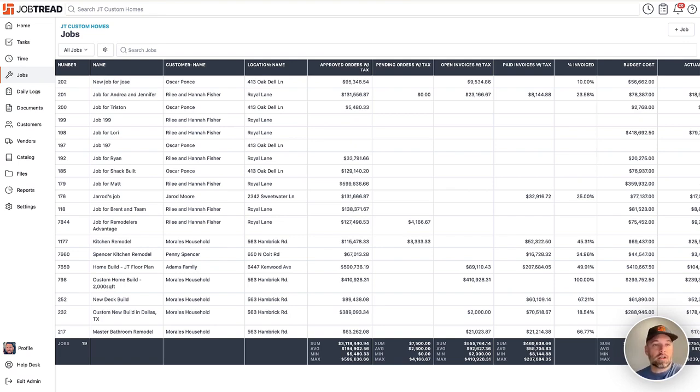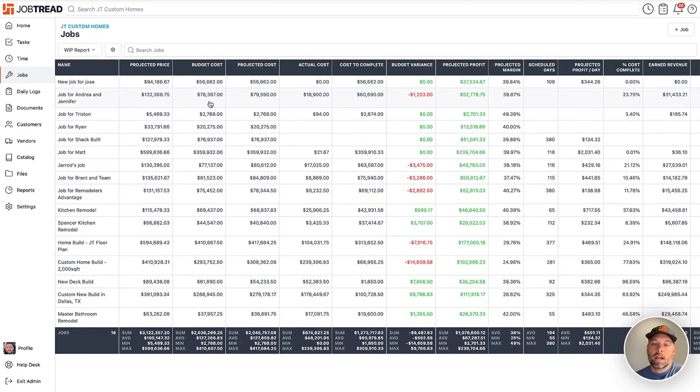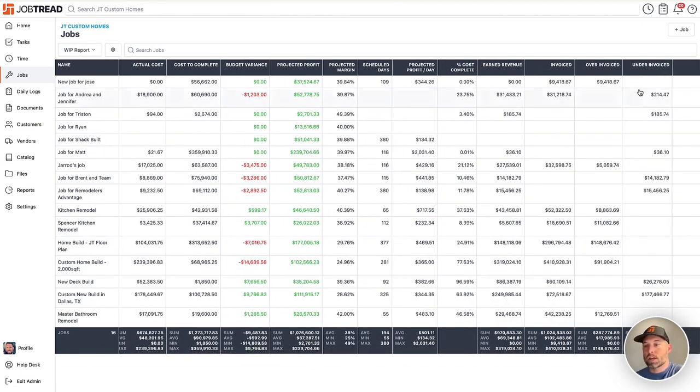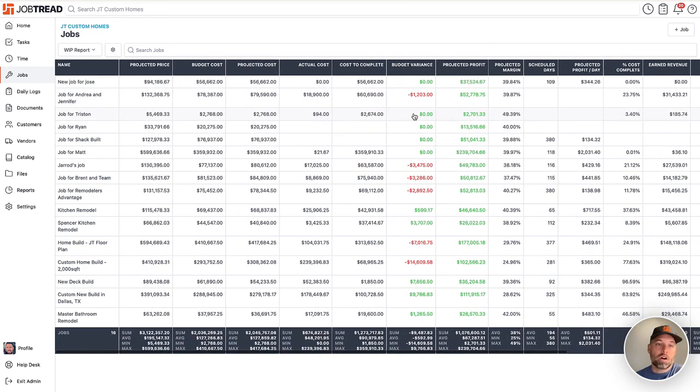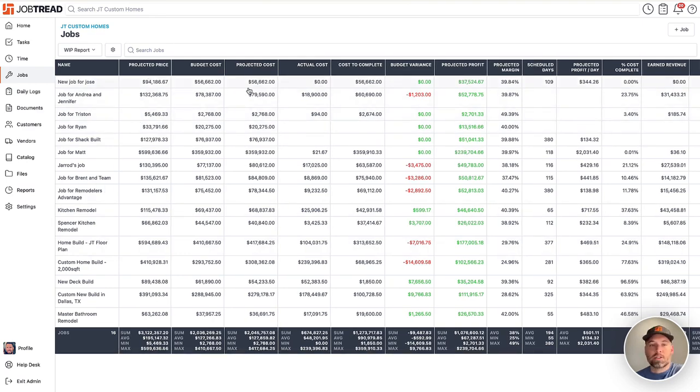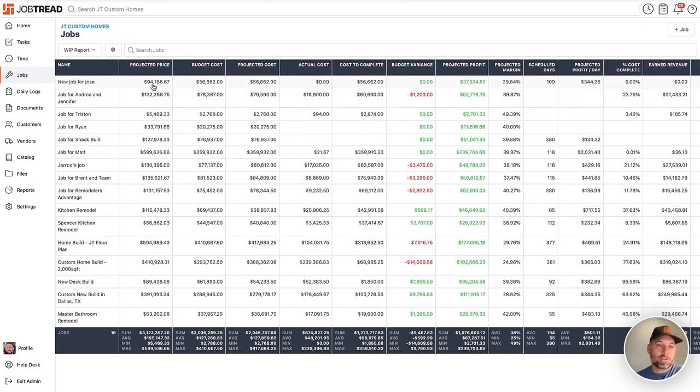So to see this under your job list, click on the view picker and skip over to the WIP report, and there's a lot of financial information that we're about to go through, but really the meat and potatoes is along the right hand side. These are the new columns that we've added for the WIP report. So along the left hand side we see a list of jobs, and then we see some familiar financial data points. So let's start with this projected price.